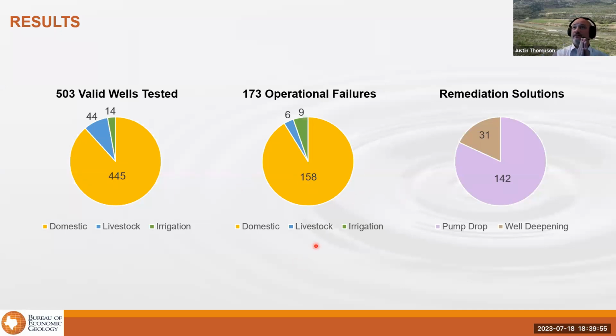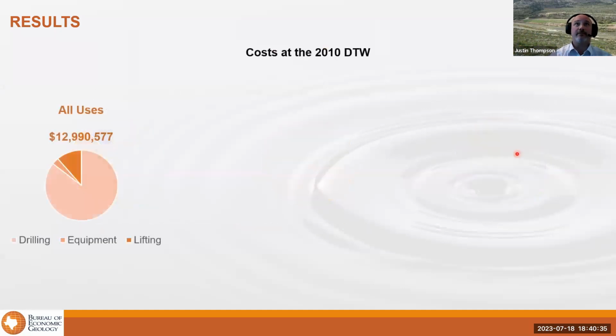So then we identified where the wells failed. Then the model went ahead and said, okay, well, fortunately, in this circumstance, all 173 of these operational failures were able to be remediated. And in terms of remediation, 142 of them, the vast majority, were remediated simply by dropping the depth of the pump within that existing well infrastructure. And only 31 required well deepening, right? Drilling that well a little deeper into the current formation. No remediation was needed where a well was drilled into a deeper formation, and no remediation was required to drill into an overlying formation. Okay.